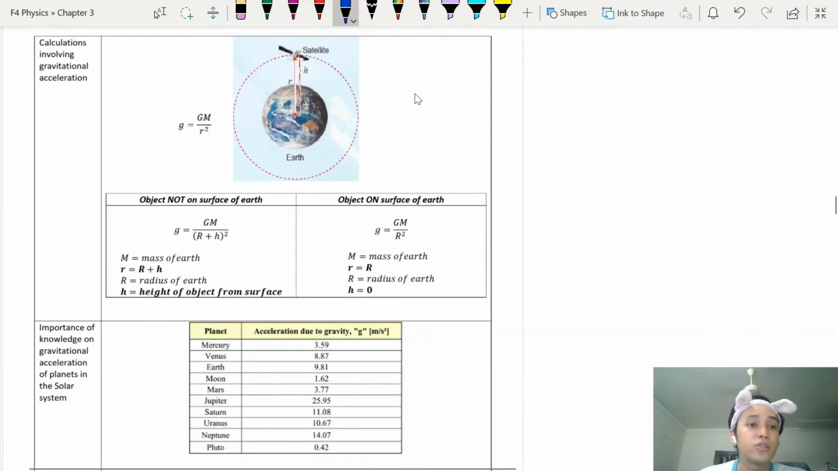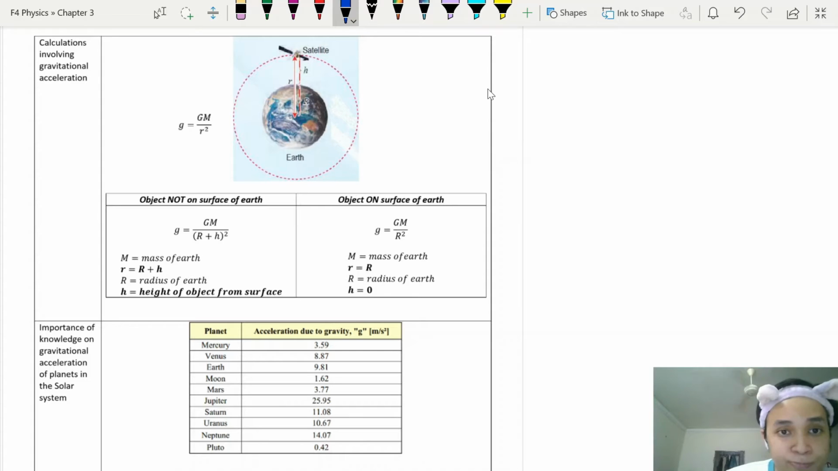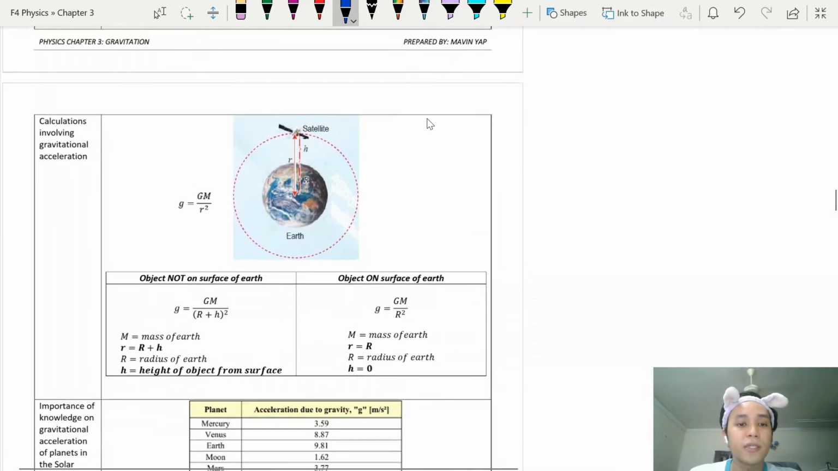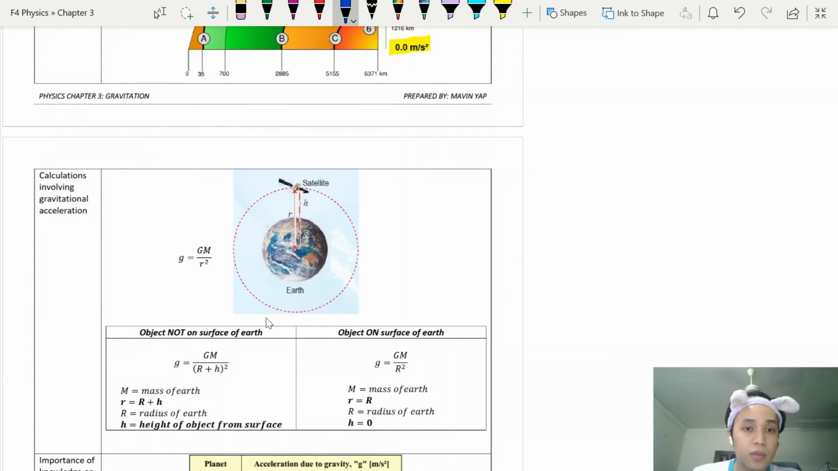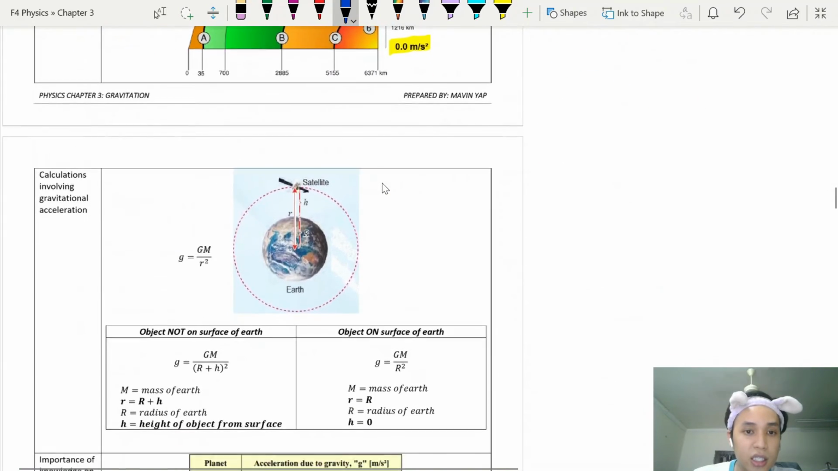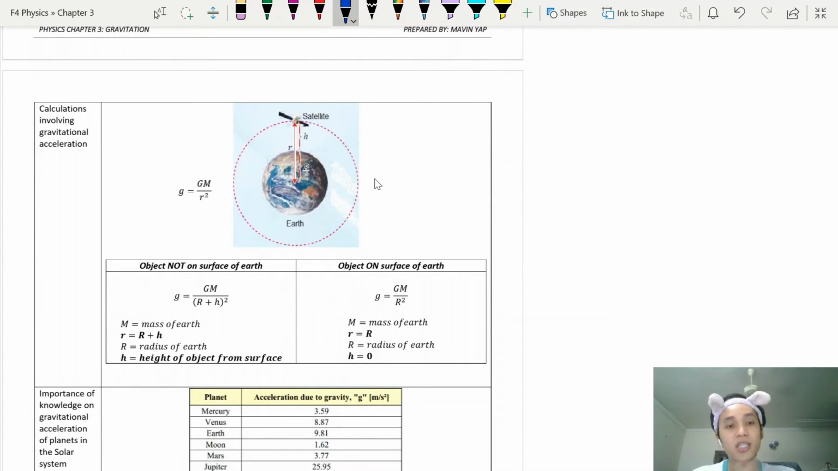Alright. So this is the calculation that will involve your gravitational acceleration. Normally they will ask you to calculate the gravitational acceleration of maybe the satellite, or the mass of the satellite, and so on and so forth. So the condition here is that as your satellite orbits Earth, you need to take into consideration the height of the satellite from the surface of the Earth.